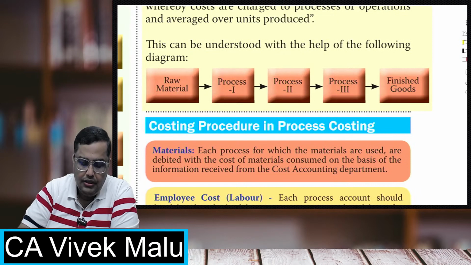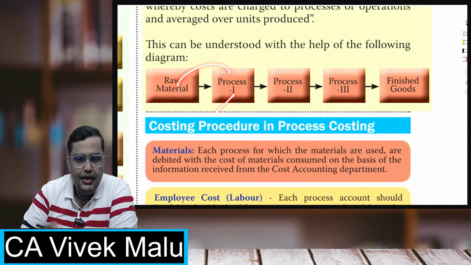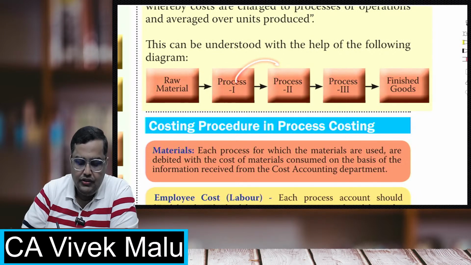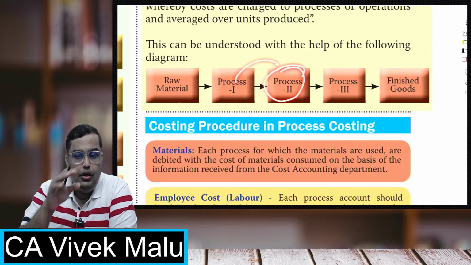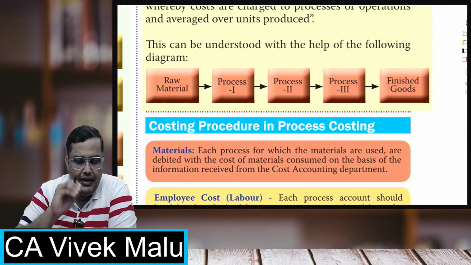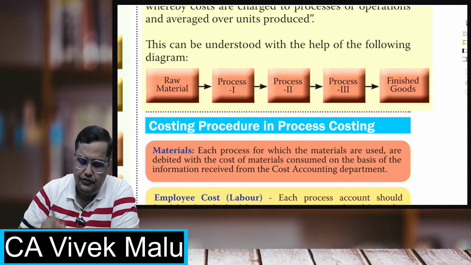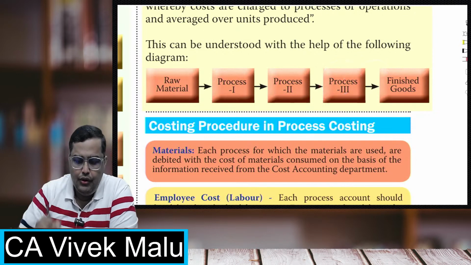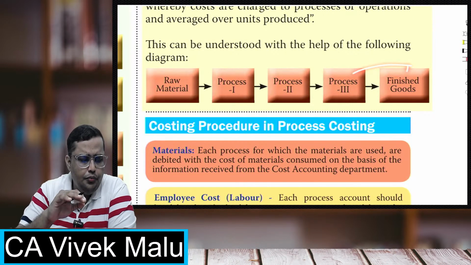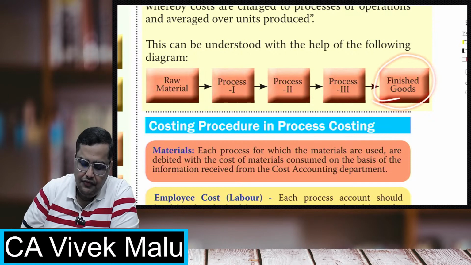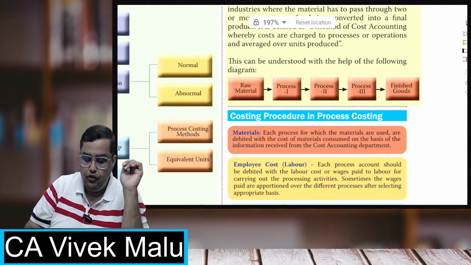Introduce the raw material in process 1, apply some labor and expenses, then whatever the output is will be transferred to process 2, apply some material, some labor, etc. Whatever the output of process 2 will be transferred to process 3, apply some material, some labor over here, and whatever the output is will be transferred to ultimately the finished goods. So this is how process costing works.